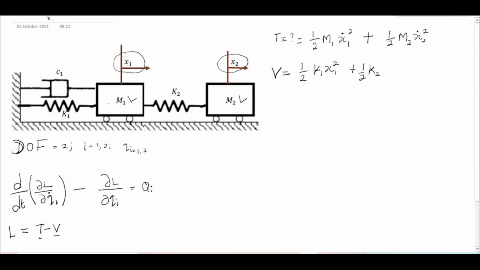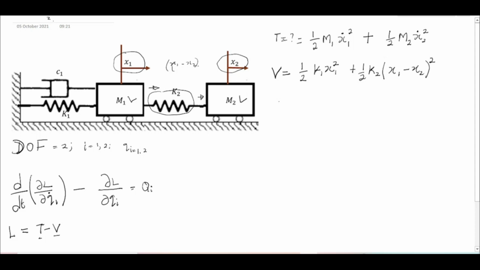For this case, the displacement of spring K2 is a function of how far this mass has moved and how far this mass has moved. As a result, the displacement becomes the difference between the displacements of the two masses, which is x1 minus x2. So for the case of K2, we have that V is equal to half K2 times x1 minus x2, and the whole of this displacement is squared. And there's no other mass in the system.